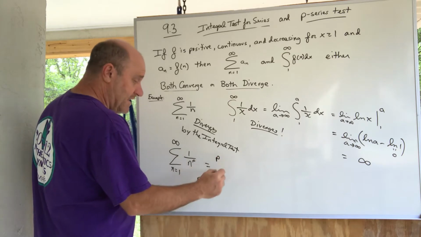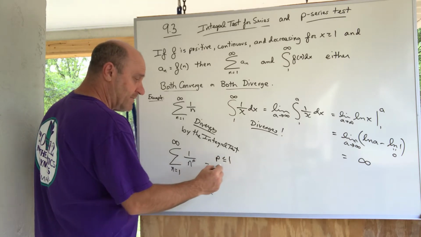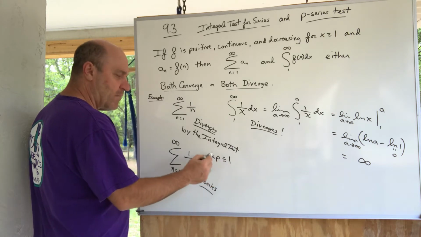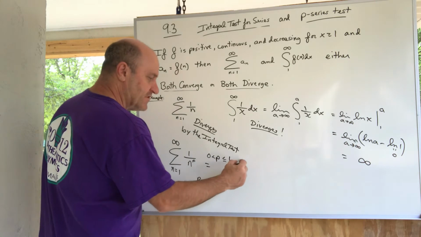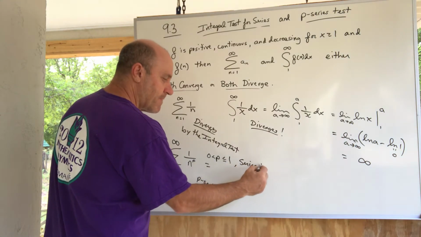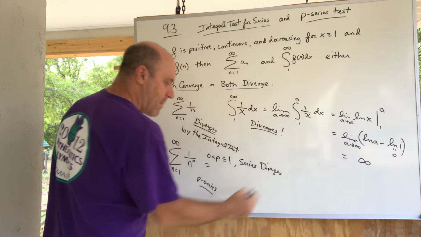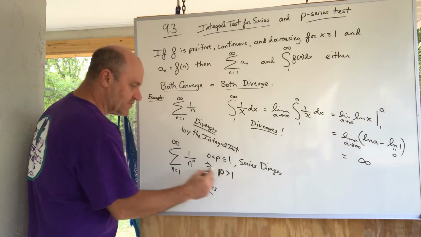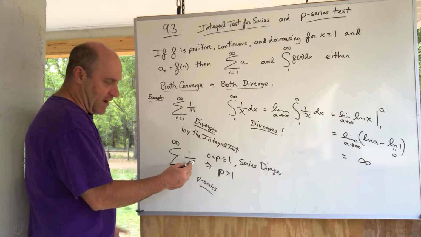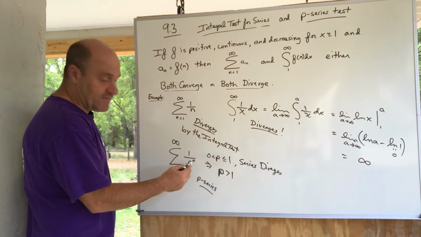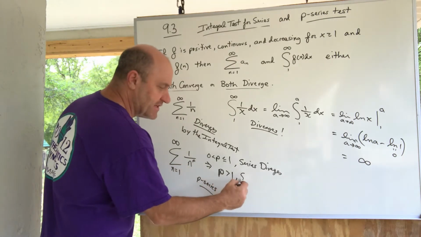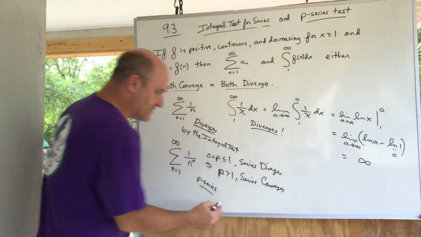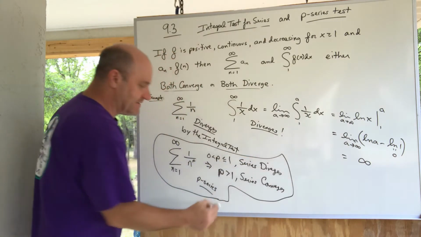If p is less than or equal to 1, but greater than 0, then the series diverges. If p is greater than 1, that power, like squared or cubed or 3/2 or anything greater than 1, the series converges. We can use that now as its own little test, the p-series test.